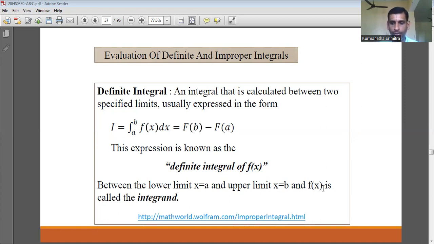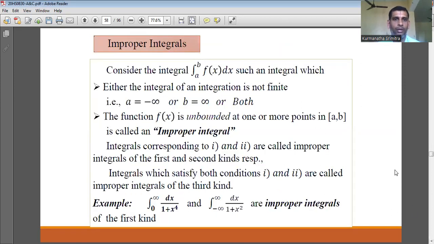And next one is improper integral. Considering the definite integral a to b f of x dx, if the limits are unbounded, that is, the given function is unbounded, then the integration is an improper integral. For example, if the lower limit is minus infinity or the upper limit b is infinity, or both, it is called an improper integral. Simply, if the function is unbounded, then that integration is called an improper integral.